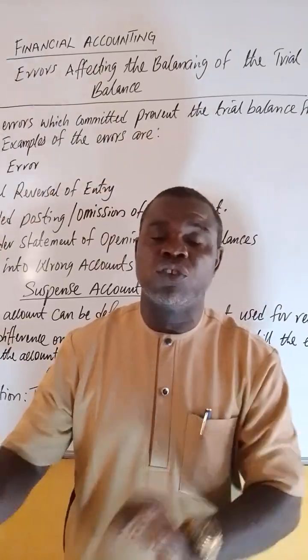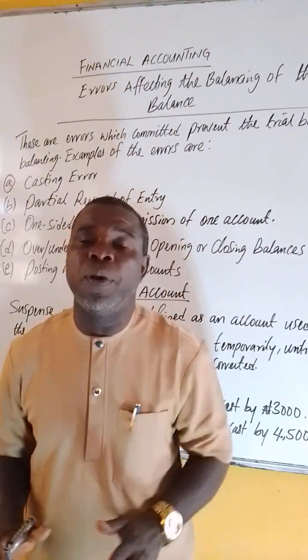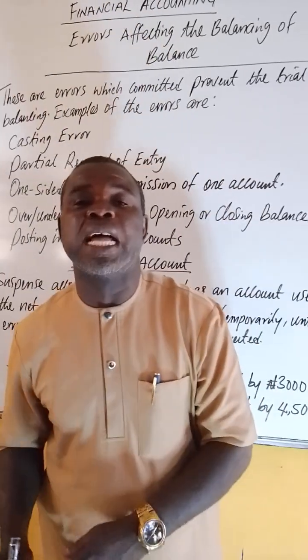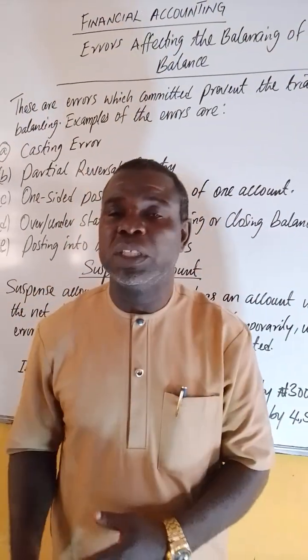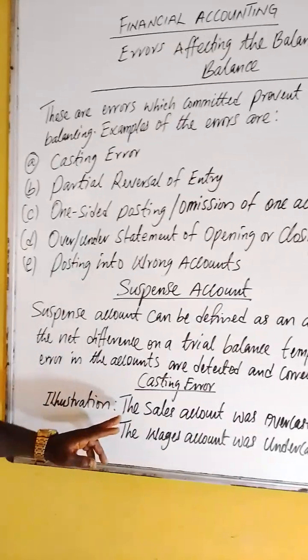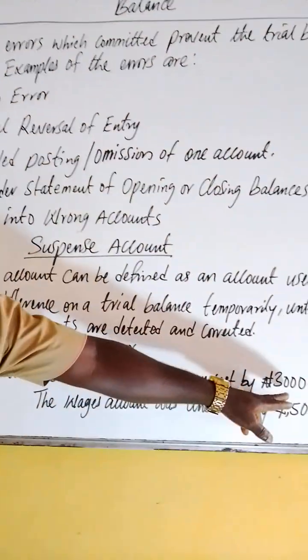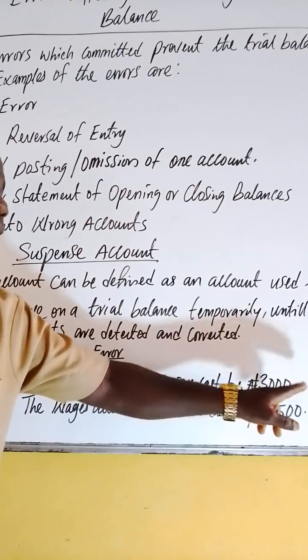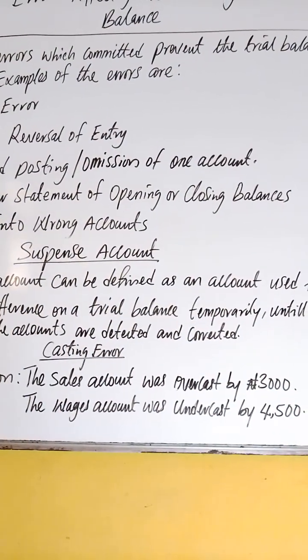Double entry is the bedrock of finance, meaning understanding double entry will give you a stronghold to understand how other topics are treated in financial accounting very well. So now we talk of sales account overcast by 3,000. You must know the position of sales account. Where is sales account posted in accounting?